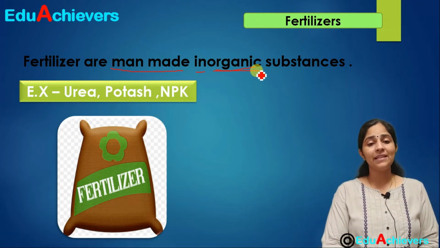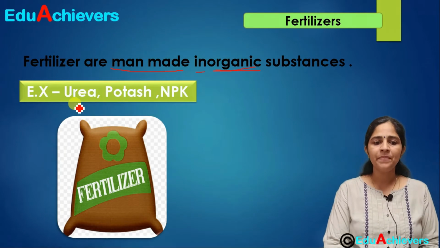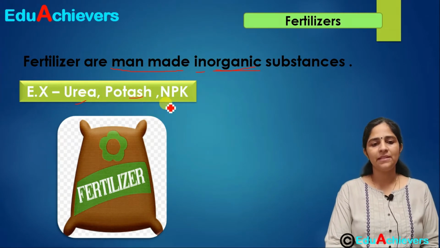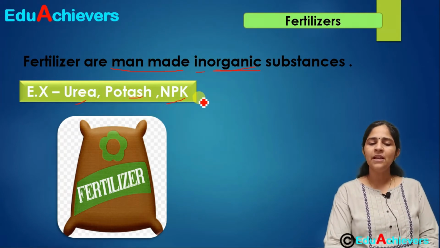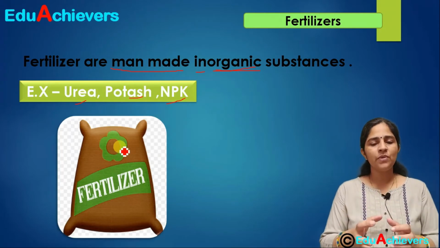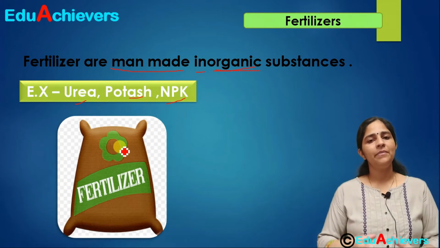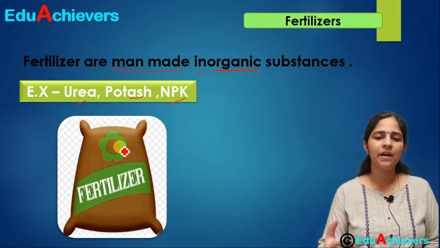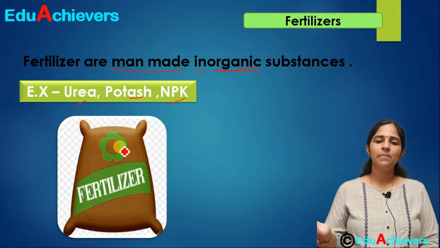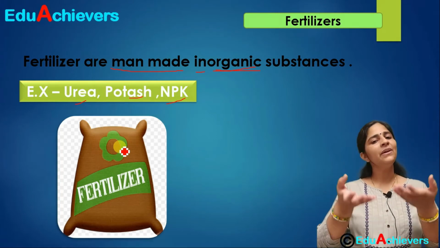The common fertilizers which are used are urea, potash, and NPK, that is nitrogen, phosphorus, potassium. So these are some of the nutrients which are artificially supplied to the plant with the help of fertilizers. That means we spread the fertilizers or supply them to the crop for its better growth.